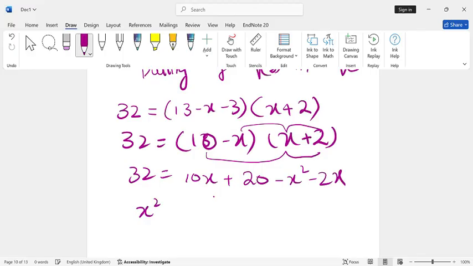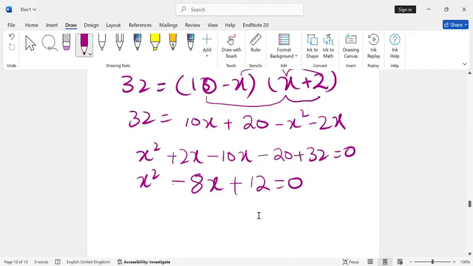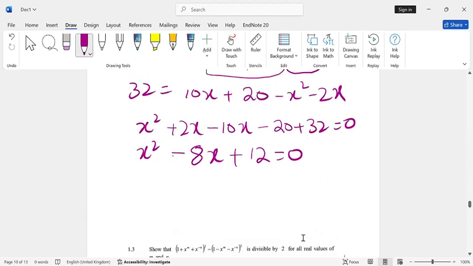Now I'm just taking all the values to this side. We have x squared, plus 2x, minus 10x, minus 20, plus 32 equals 0, okay? I'm taking all these values to this side, all right? So the values that are positive over here become negative when we take them to this side, and the negative values become positive. So we have x squared minus 8x plus 12, okay? Now we have to factorize this equation.